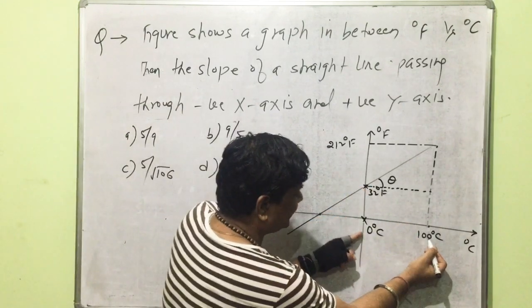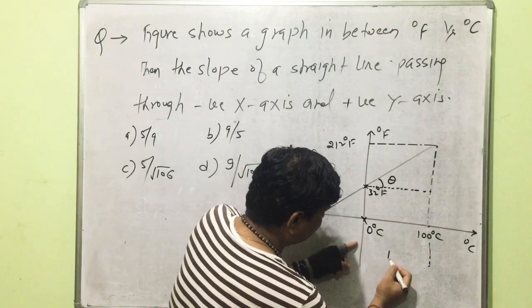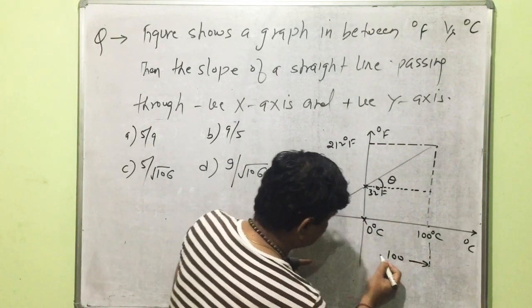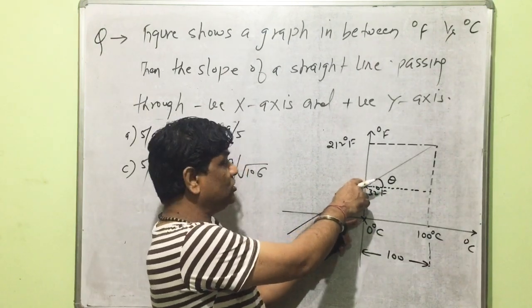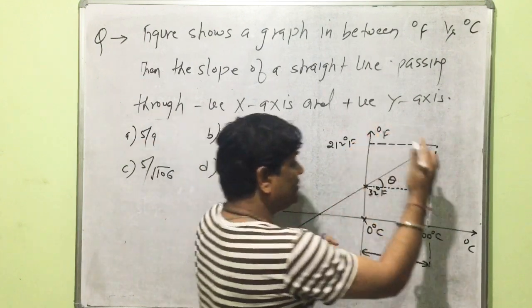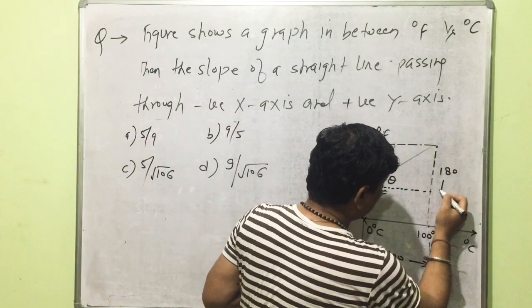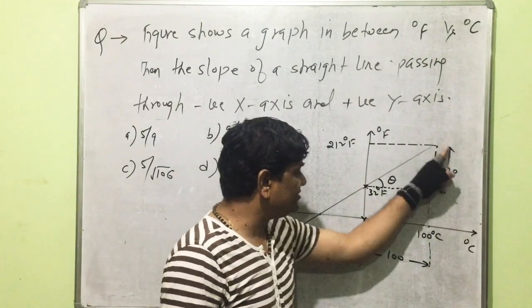Tell me now, what is this length? It is equal to 100 minus 0. So this length will become equal to 100. Now what is this length? 32. This length is 212. So what is the difference in length? 180. So this length is 100, this length is 180.